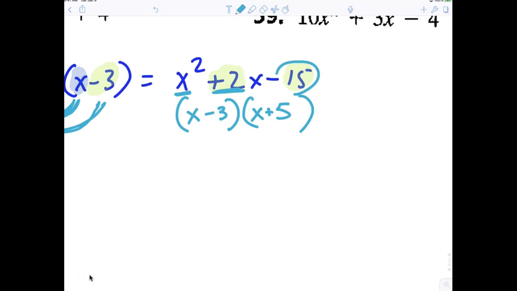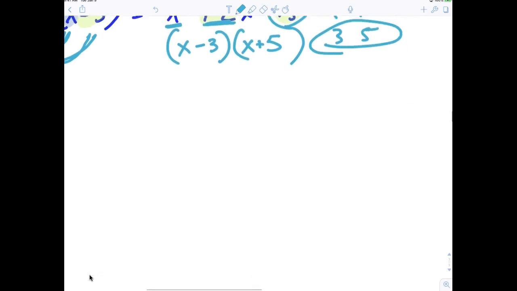The factors of 15: 1 and 15, 3 and 5. Do you understand that? They have a sum of 2. It's possible to take 3 and 5 and make a 2 out of that by either adding or subtracting. Correct? All right, so now I'm going to give you a little bit harder one.